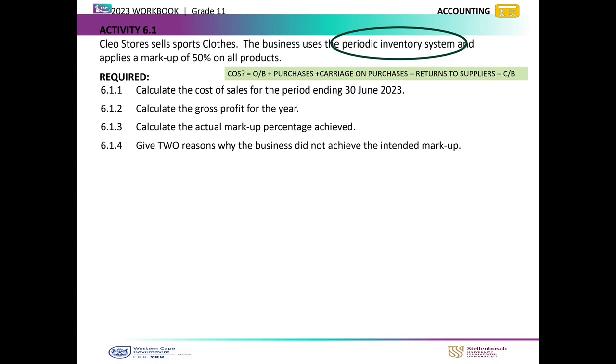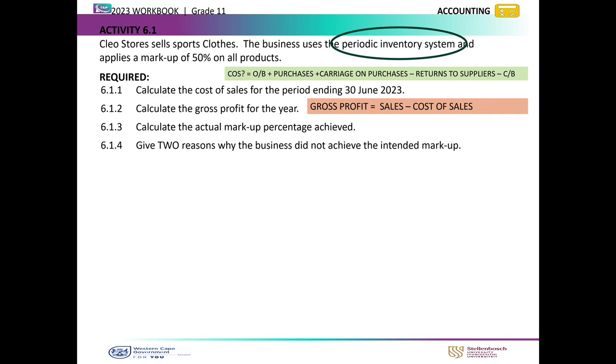So to calculate our cost of sales, the cost of sales will equal your opening balance plus any purchases plus the carriage on purchases, which is the cost to get it to your business, minus the returns to the suppliers and minus any closing balance of stock. We also have to calculate the gross profit for the year. This can be calculated with the gross profit formula, which is equal to sales minus cost of sales. And I'm sure you recall that this is basically the first part of your income statement.